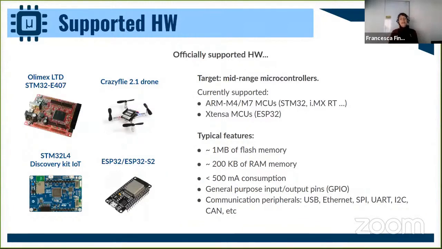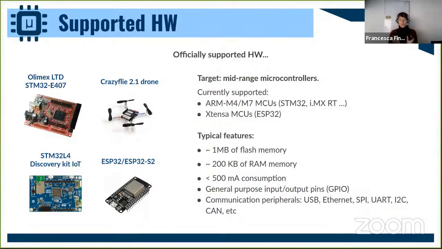Okay, that said, let's pass to the supported hardware. So the micro-ROS project targets mid-range microcontrollers. At the moment, architecture-wise, we support the ARM Cortex-M4 and M7 MCUs on the one hand, and on the other hand, Xtensa MCUs. Among these families of boards, the ones that we provide official support for are the ones that are shown here on the left.